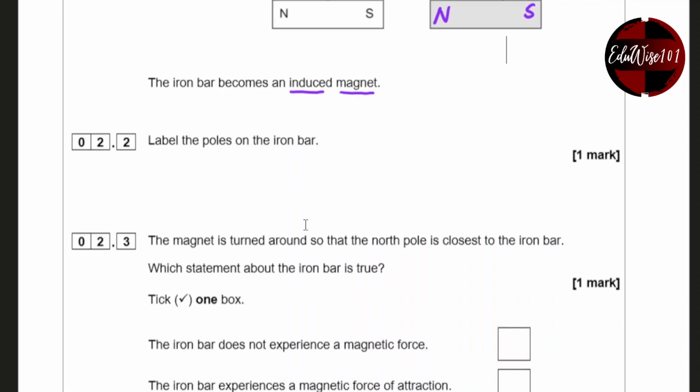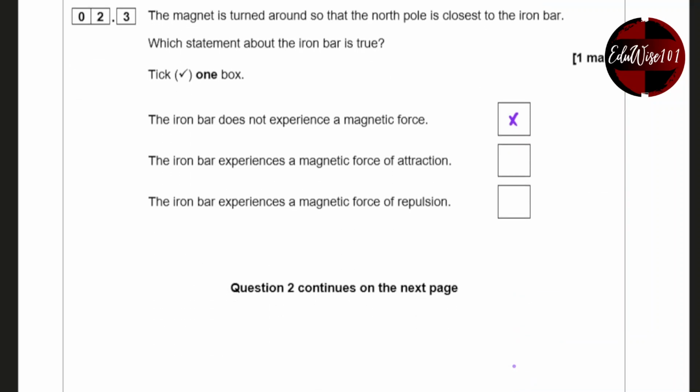The magnet is turned around so that the north pole is closest to the iron bar. Which statement about the iron bar is true? The iron bar does not experience a magnetic force. That's not correct. The iron bar experiences a magnetic force of attraction. Yes, that would be correct, because the iron bar is going to be attracted. The iron bar experiences a magnetic force of repulsion. That's not correct as well. So you just need to place a tick. You don't have to put the crosses.